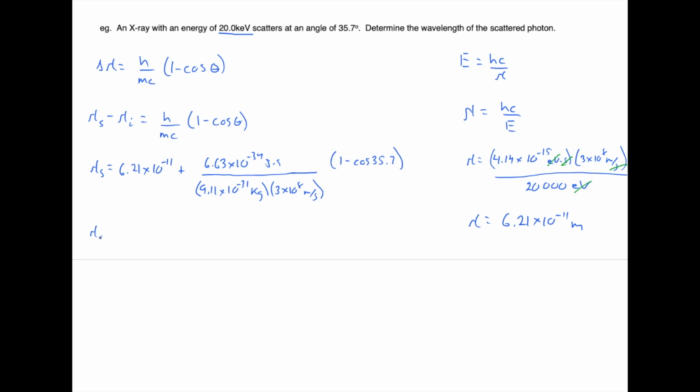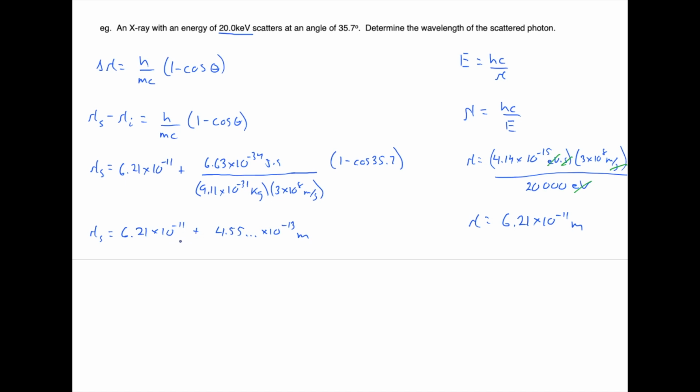And make sure your calculator is in degree mode for those ones. So when I add those two together, I'll just do this in 2 steps: I get my 6.21 times 10 to the negative 11. This whole one in here, when I multiply that one out, I'll get 4.55, and again, do keep that whole number in your calculator, times 10 to the negative 13. Now that one will also end up in meters. This 1 minus cos 35.7 will not have any units. My joules, being a kilogram meter squared per second squared, my kilograms are going to cancel out, the seconds will cancel out, and I'll be left just with a unit in meters. You should be able to see those units canceling out.